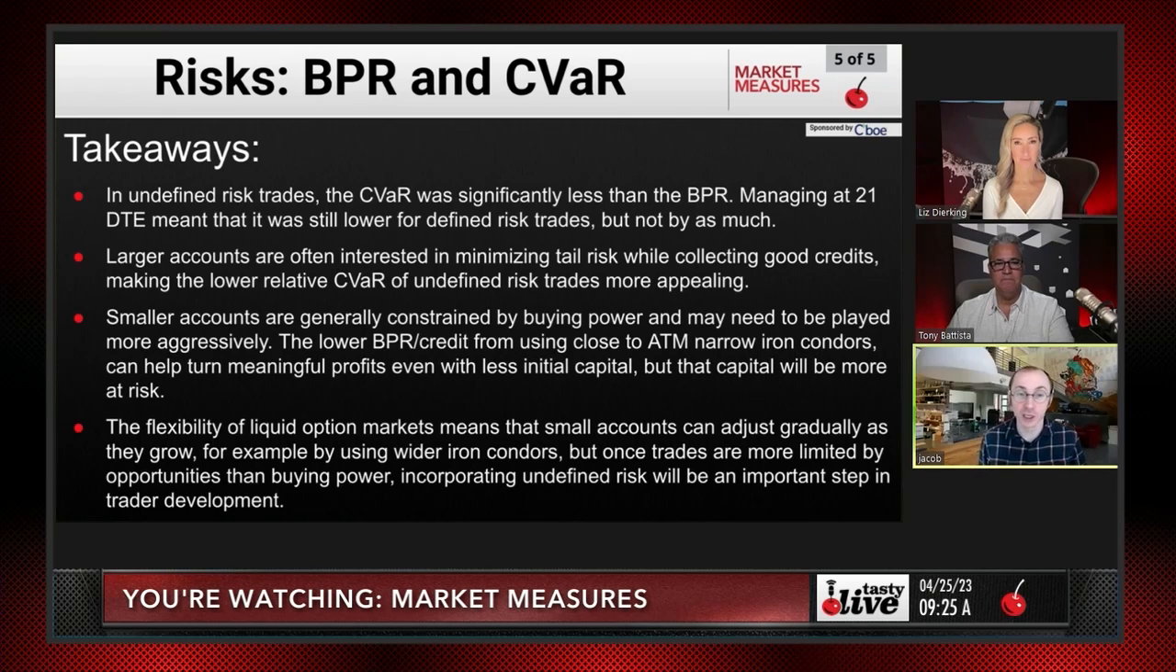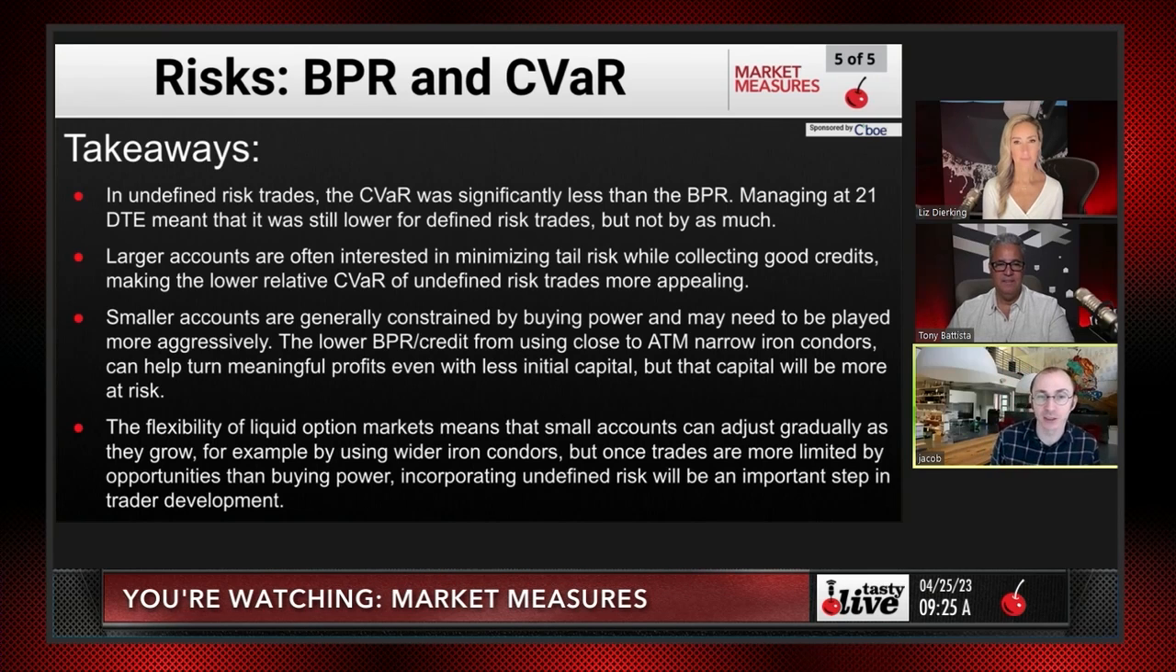Whereas, in larger accounts, you're often more interested in minimizing your tail risk, right? That's really what your control is. The regulators and the brokerage and their little penny pinching, what's your buying power like? That's not that relevant to you anymore at some point. What matters is you don't want too much tail risk. You want to be collecting good credits. And that can make the lower relative condition value risk in the undefined risk trades much more appealing, right? You want to trade those strangles because it's more capital efficient in that sense.